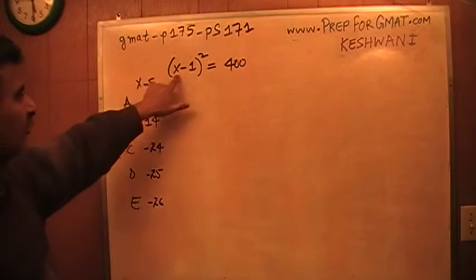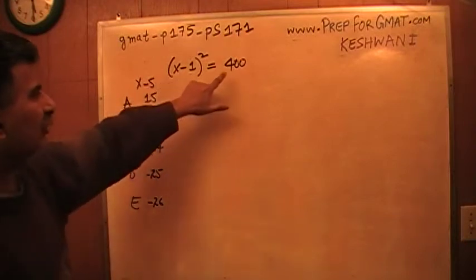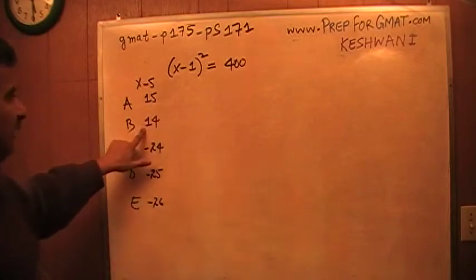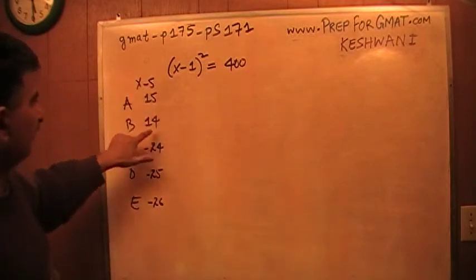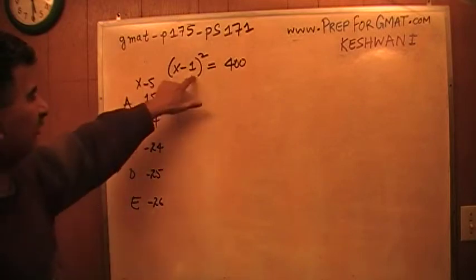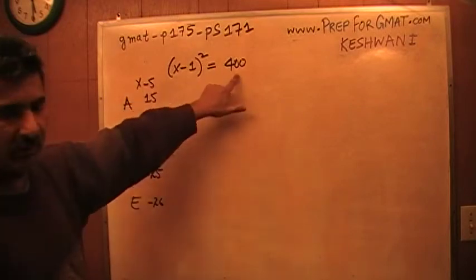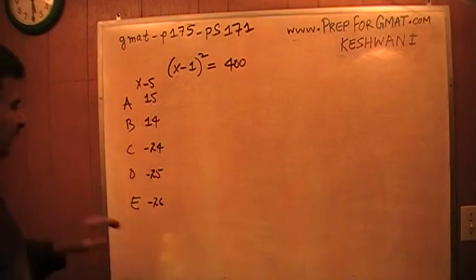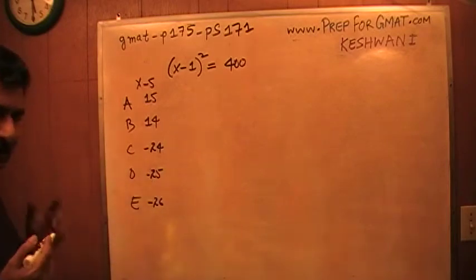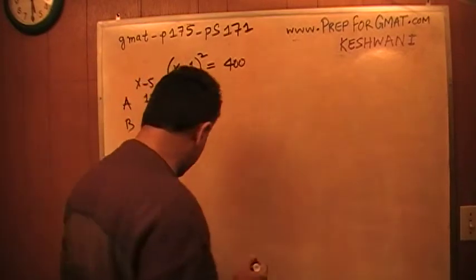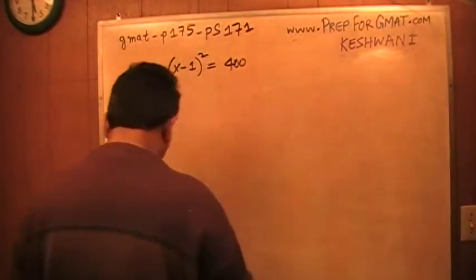20 does not work because 20 minus 1 is 19, and 19 squared is not 400. 14 does not work for more of the same reason. Because if x minus 5 were 14, x would have to be 19, and 19 minus 1 is 18. 18 squared does not equal 400, and so on and so forth. It has to be one of these negative numbers. So before I do any work, let's play around with it. I'm just curious. Let's see what happens.